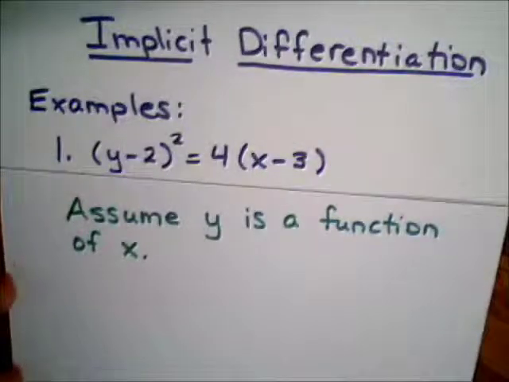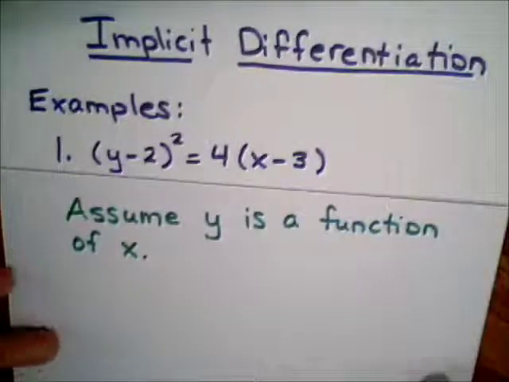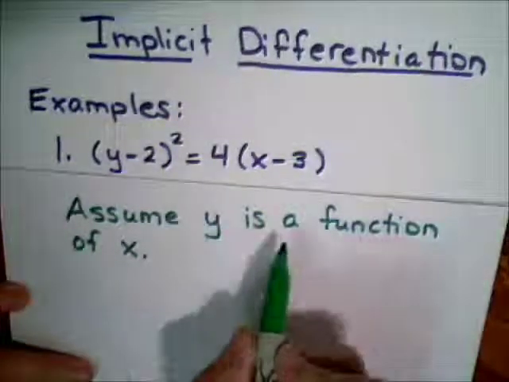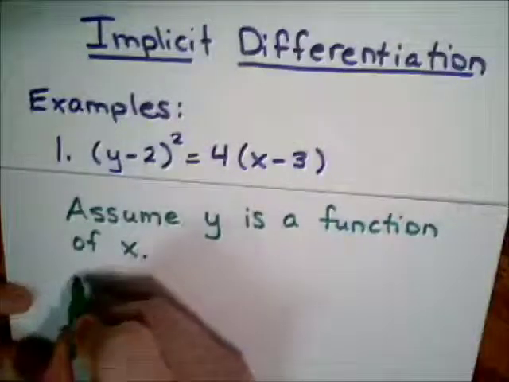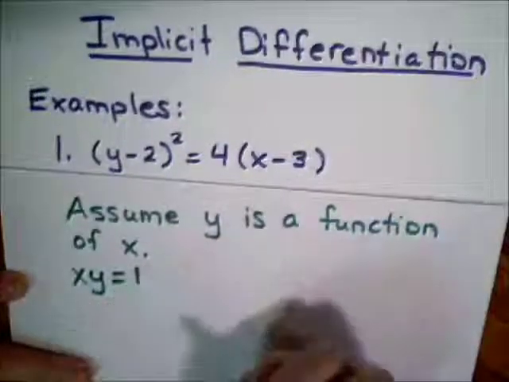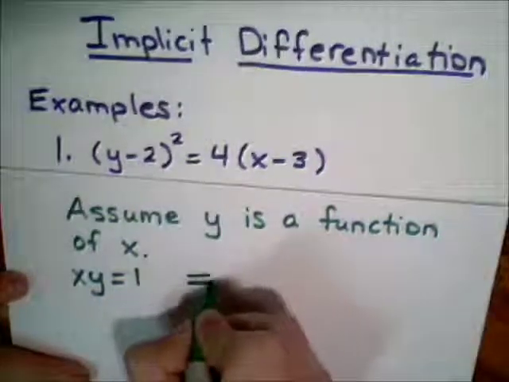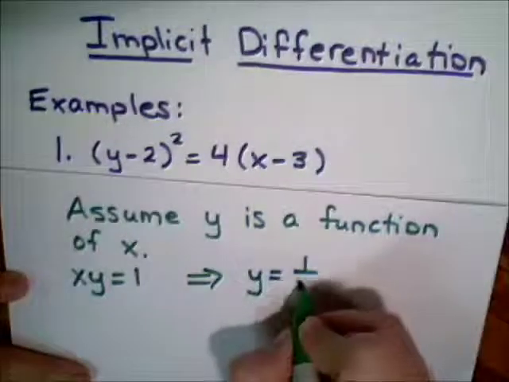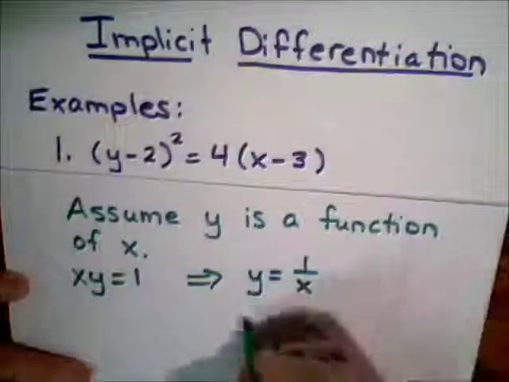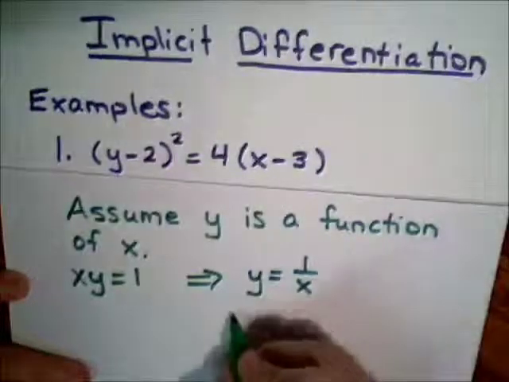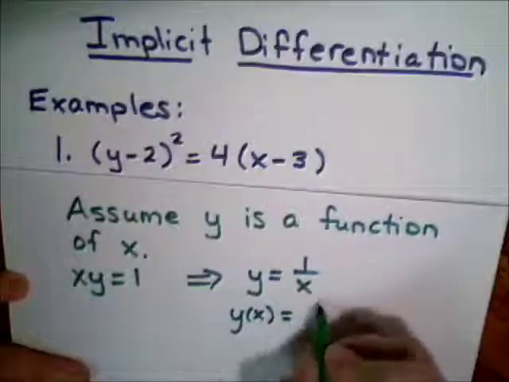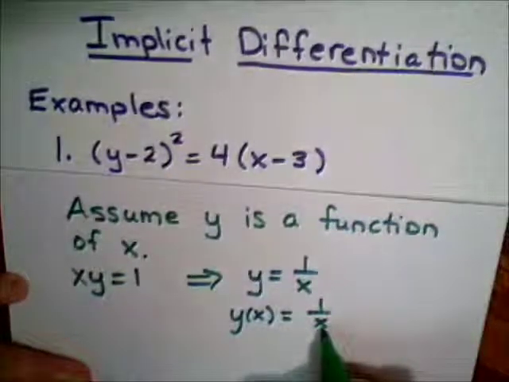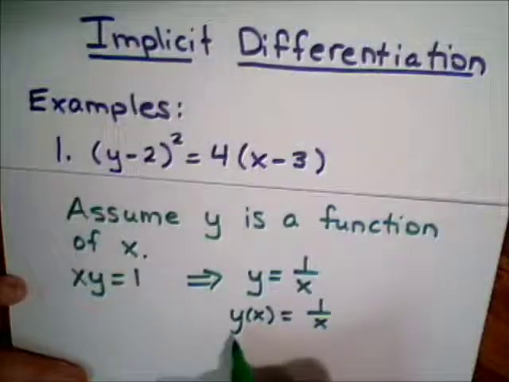For the purposes of implicit differentiation, we need to recall that we're going to assume y is actually a function of x. Think about the implicit function x times y equals 1. Well, we can rearrange that function so that y is by itself. y is equal to 1 over x. And when we can get y by itself, then we can think of y as a function of x. x is the independent variable, y is the dependent variable.